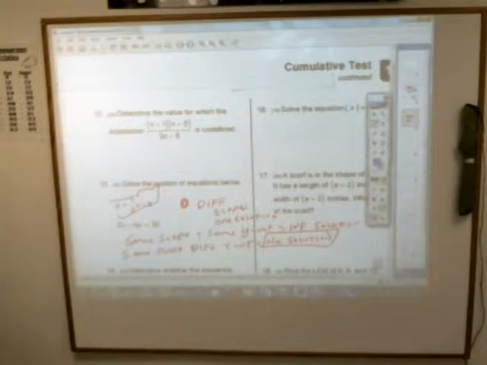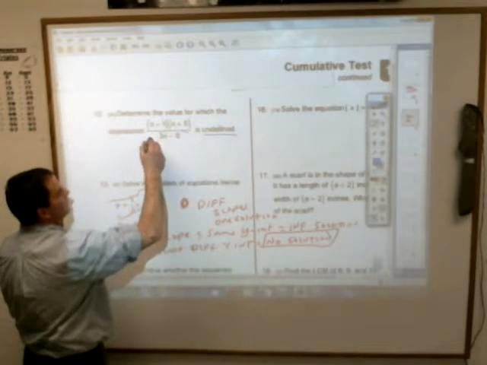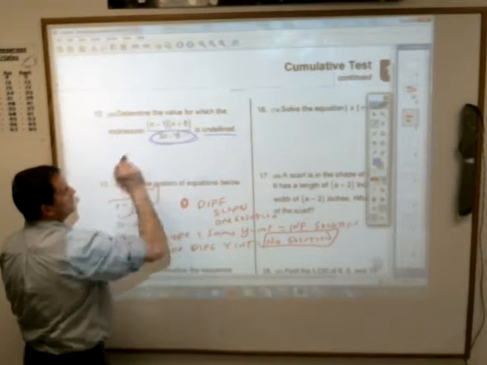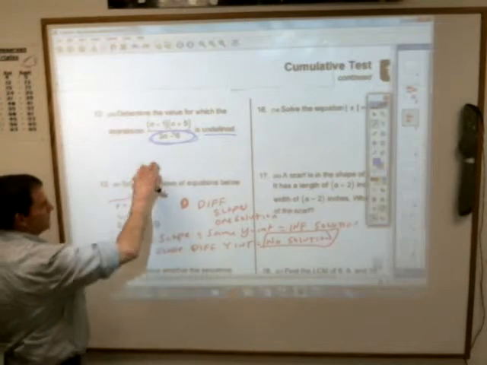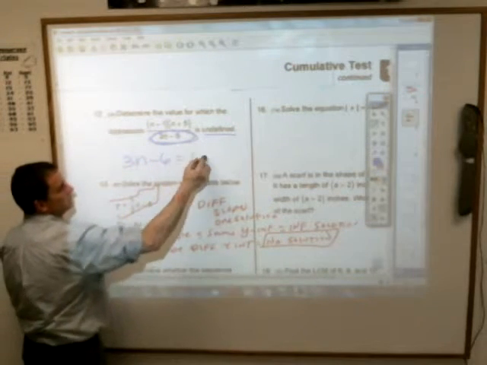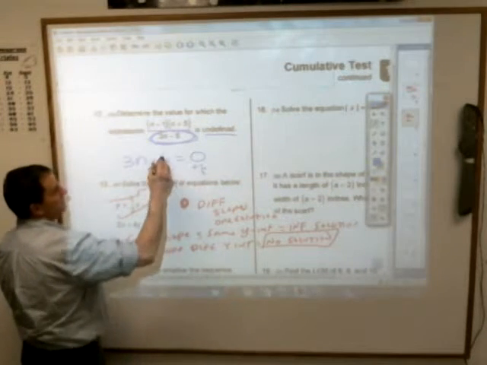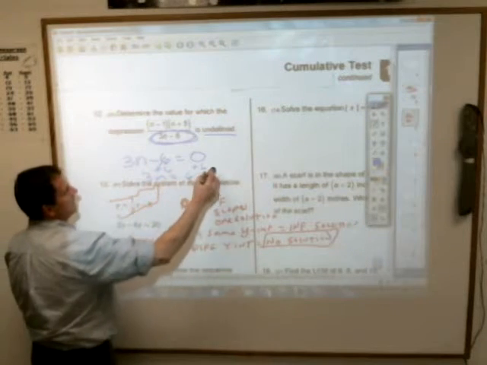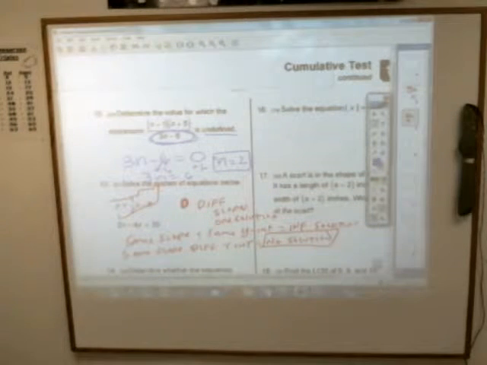Oh, this one, don't get all crazy on this. Anytime they ask you where it's undefined, that just means when will this be 0? Nothing more do you need to do, because you can't divide by 0. It doesn't matter what the top is, top can be 0, bottom can't be 0. If you can't figure it out, all you have to do is ask, when will 3n minus 6 be equal to 0? That's the answer they're looking for. Add 6, add 6. You get 3n equals 6. N is 2. That's when it's undefined, because you're getting 0 on the bottom. Did you way overthink that one? Yeah.